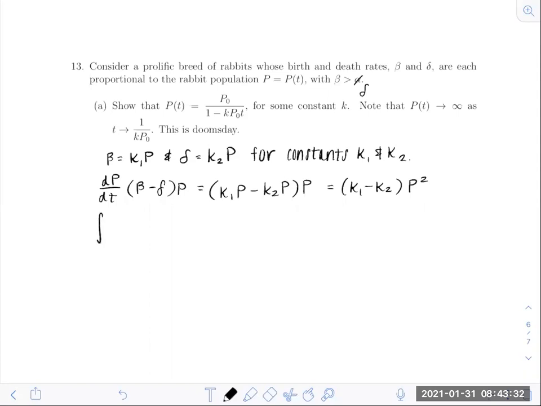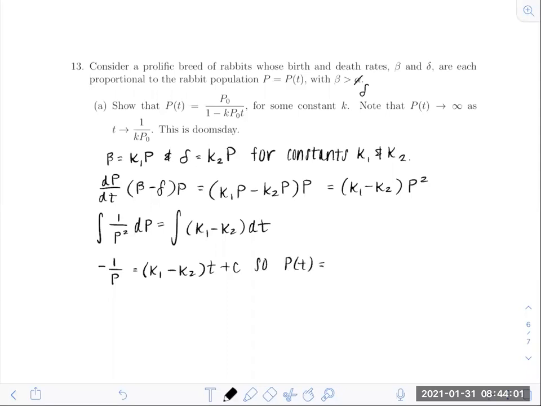So let's separate variables, 1 over P squared dP, and then I'll just leave my K1 minus K2 constant over here with the dt. So let's go ahead and integrate. This becomes a negative 1 over P equals K1 minus K2 times t plus some constant of integration. So if we solve explicitly for P of t, it equals negative 1 over K1 minus K2 times t plus C.